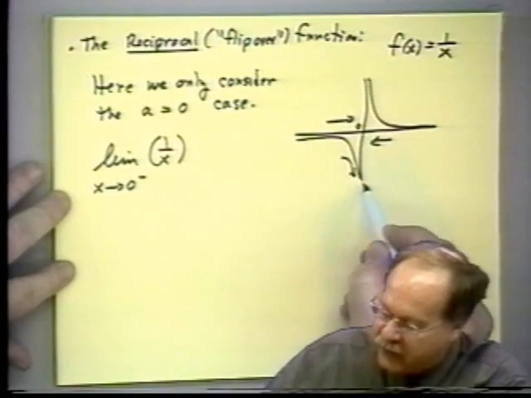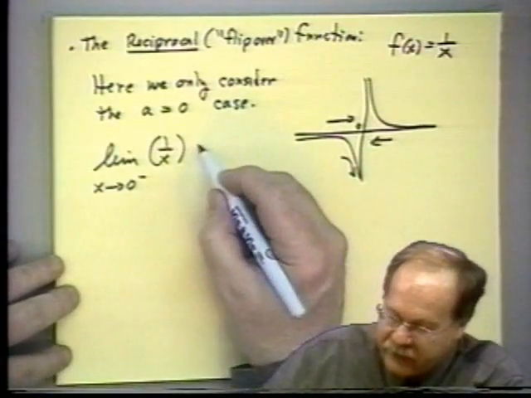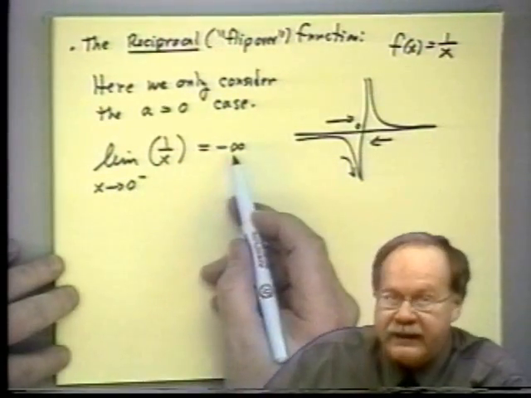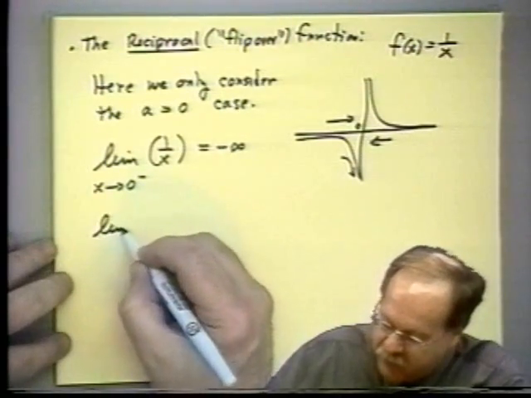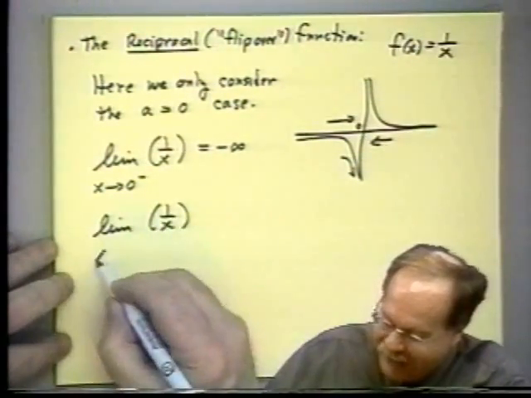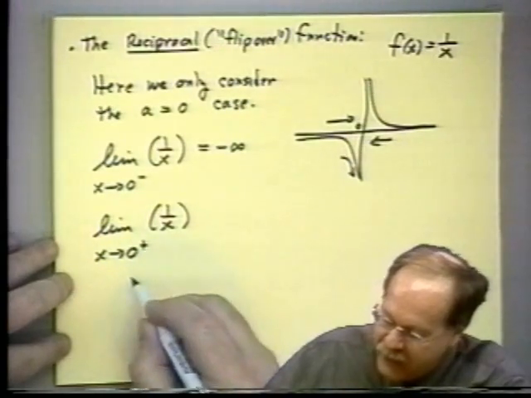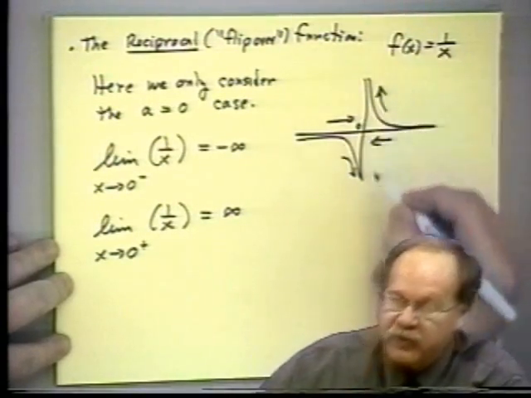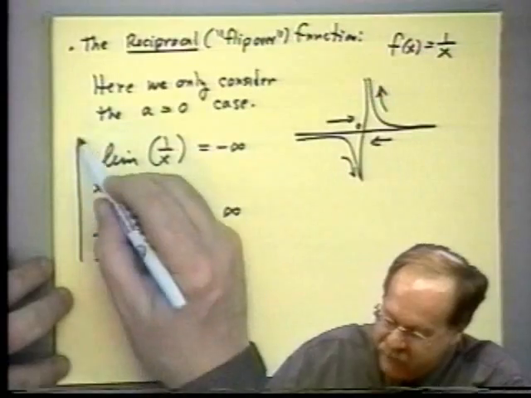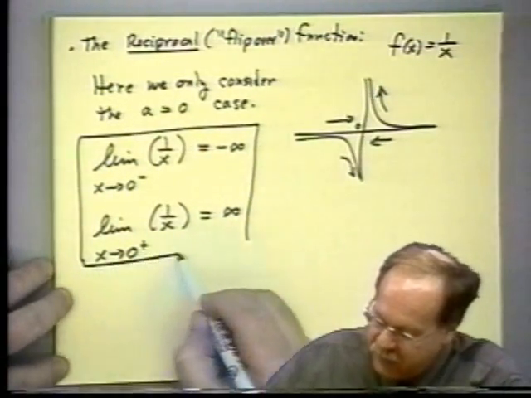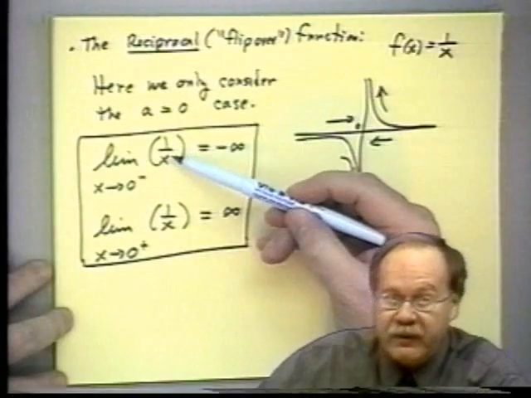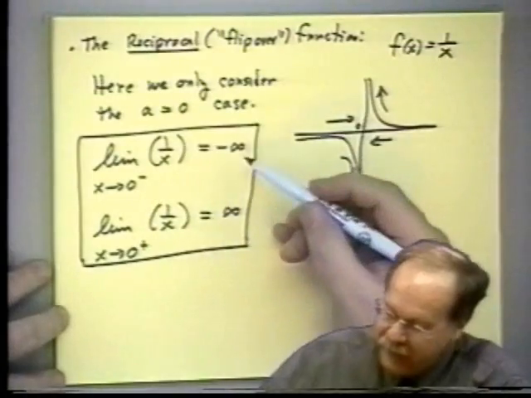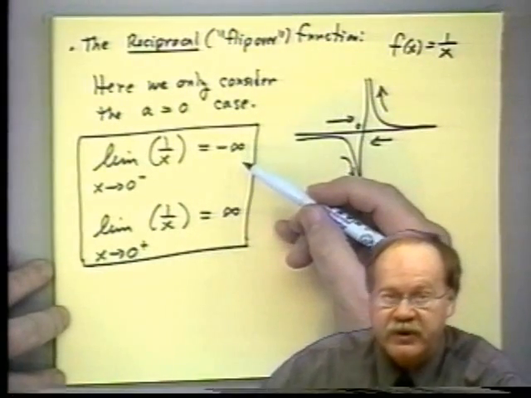The function seems to be heading toward negative infinity. And that's exactly what we write here. So the limit of 1 over x as x approaches 0 from the left is negative infinity. But notice, of course, that as x approaches 0 from the right, we get infinity, because as x approaches 0 from the right, the function is growing without bound. So we have here two more very basic limits. The limit of the reciprocal or flip-over function as x approaches 0 from the right or from the left. And we get two different sorts of infinities depending on which direction you go.